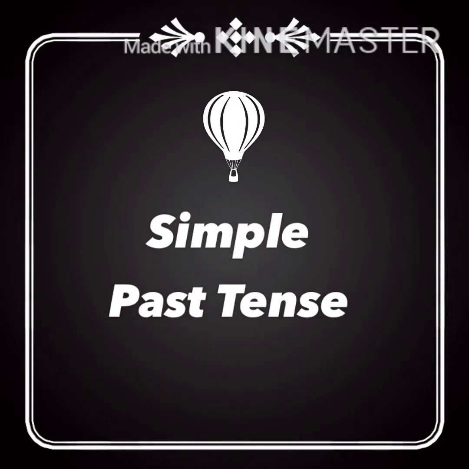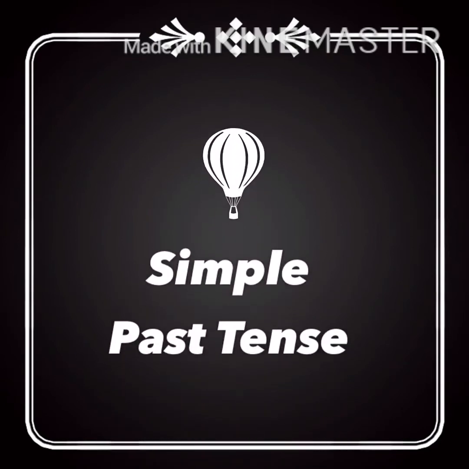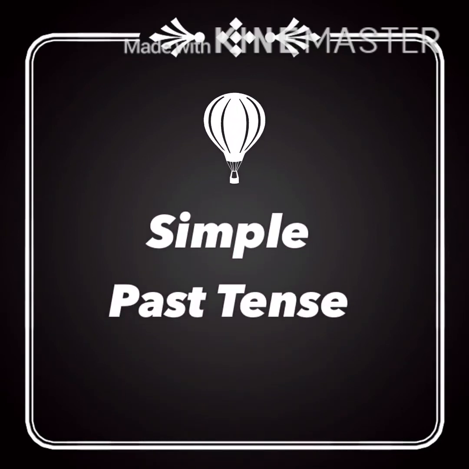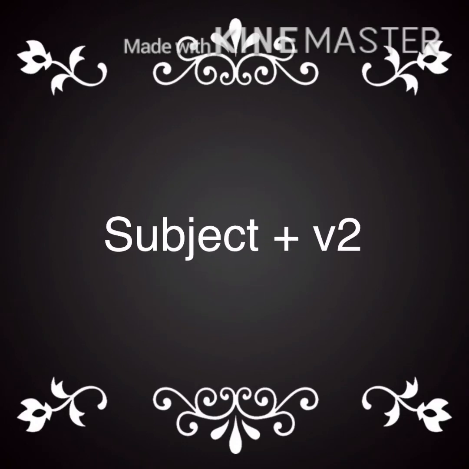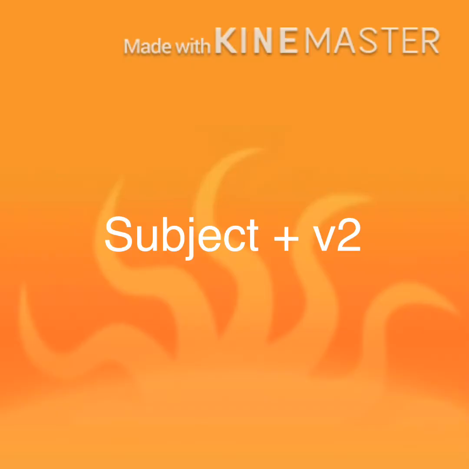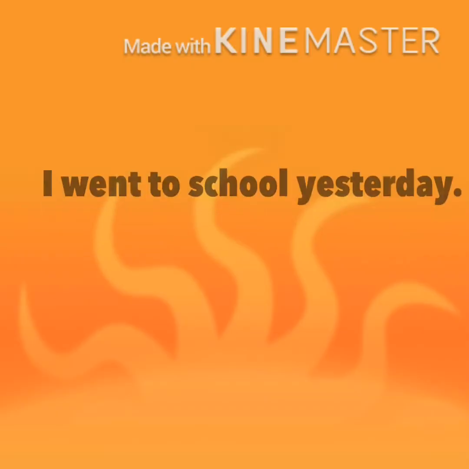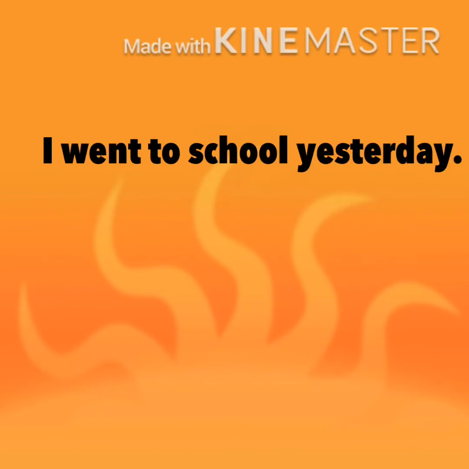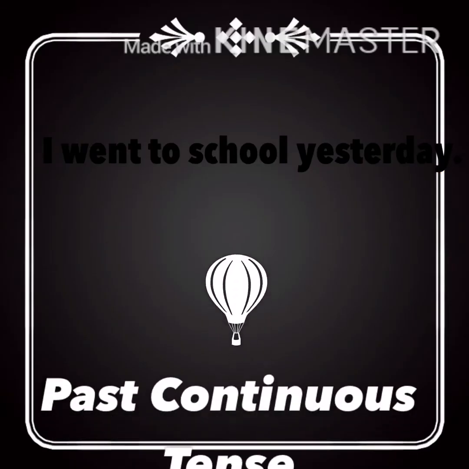The first form of past tense is simple past tense, which indicates an action which is completed at a definite time in the past. The formula is subject plus second form of the verb, and did is used in the negative form. For example, I went to school yesterday, in which the second form of verb is used with the subject.